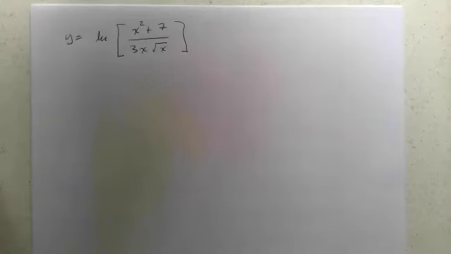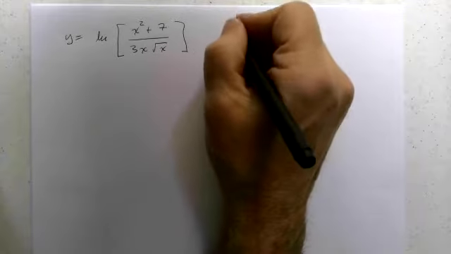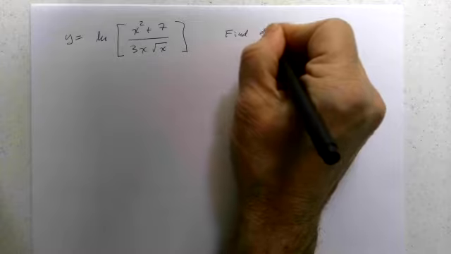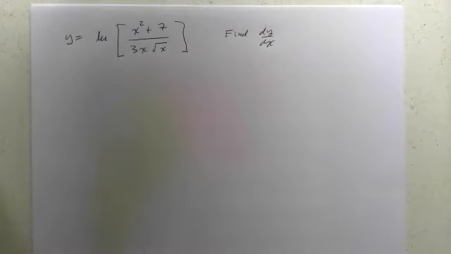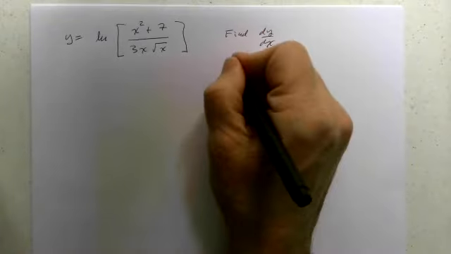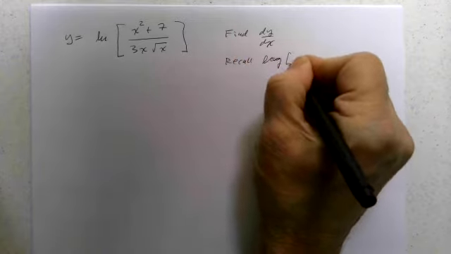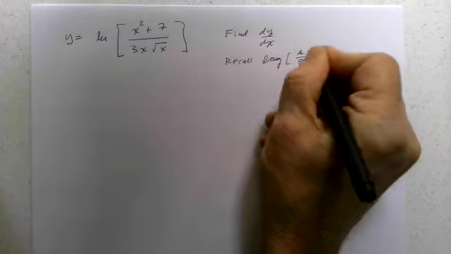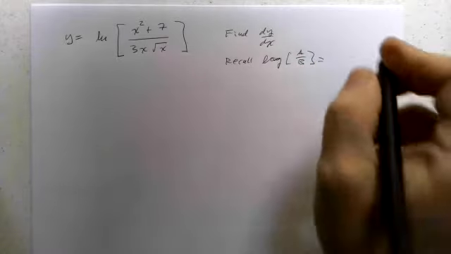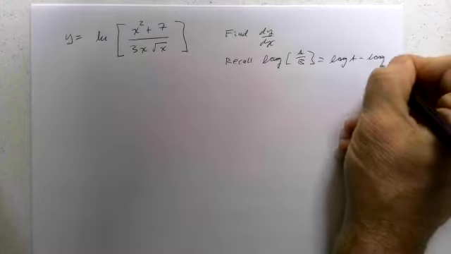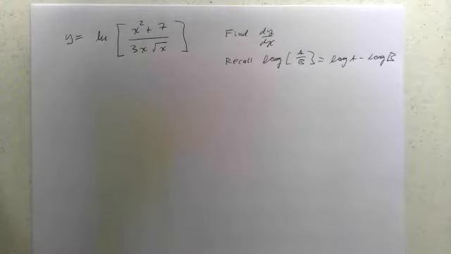Okay, here's our question. We have y is the natural log of (x squared plus 7) over 3x root x. We want to find dy dx. And I want you to recall one of our rules of logarithms. Recall that the log of a divided by b is simply log a minus log b. So it's the log of the top minus the log of the bottom.